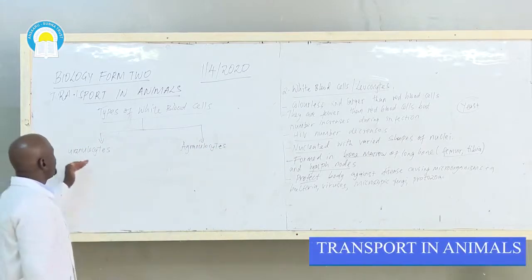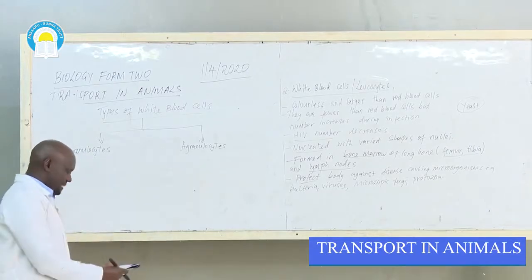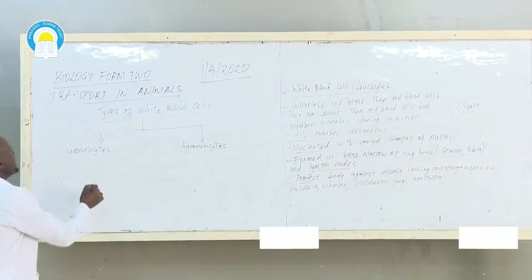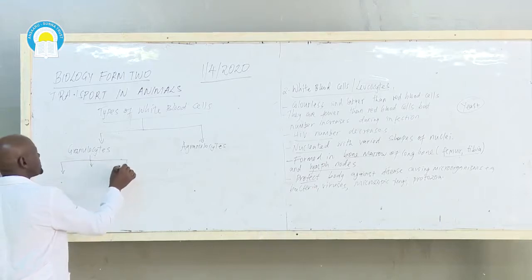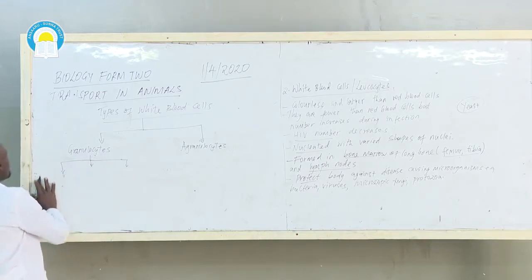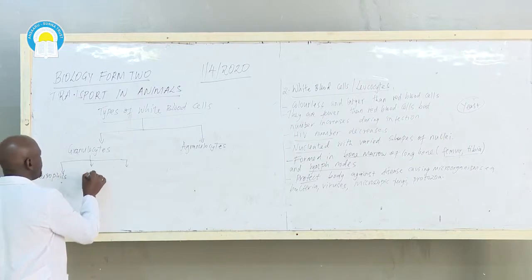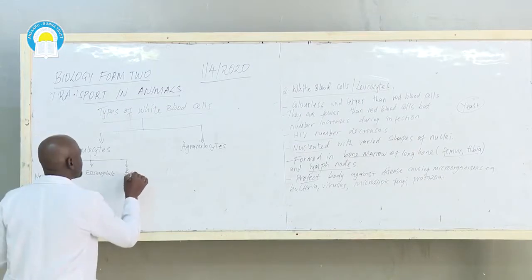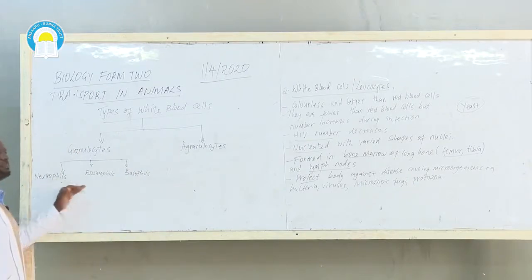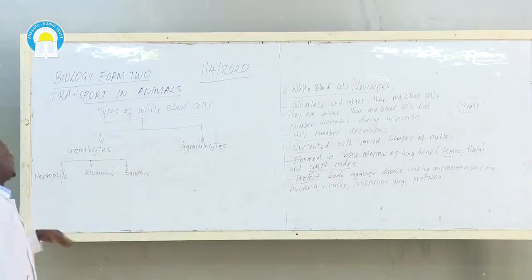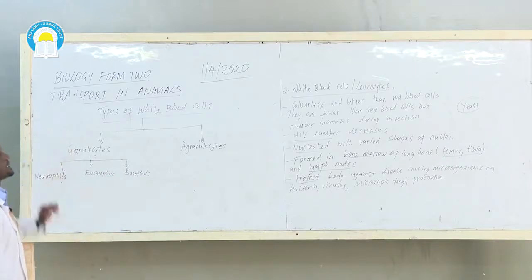Agranulocytes. So I will give other names of these cells later, but here we just need to know briefly the types that we have. Examples of granulocytes are mainly three. We have the neutrophils, we have eosinophils, and we have the basophils. These ones are named depending on the dye that they take up. So we have neutrophils, eosinophils, and basophils as granulocytes.